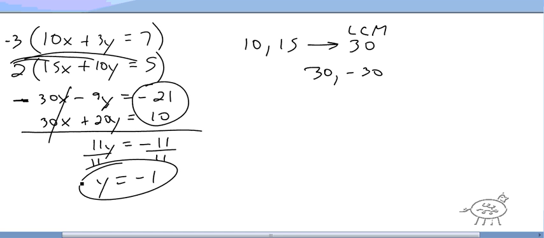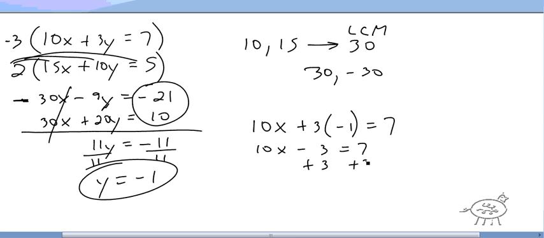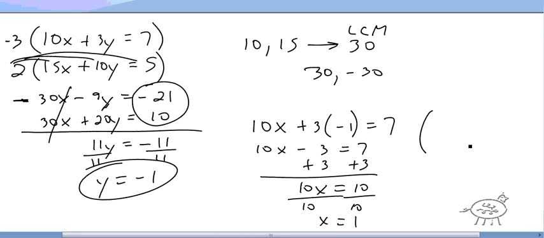Plug it back in one of the two. I'm going to choose the top one because it has smaller numbers. So 10x plus 3 times negative 1 equals 7. So 10x minus 3 equals 7. Add 3 to both sides. So 10x equals 10. Divide by 10. X equals 1. So your final answer is 1, negative 1.